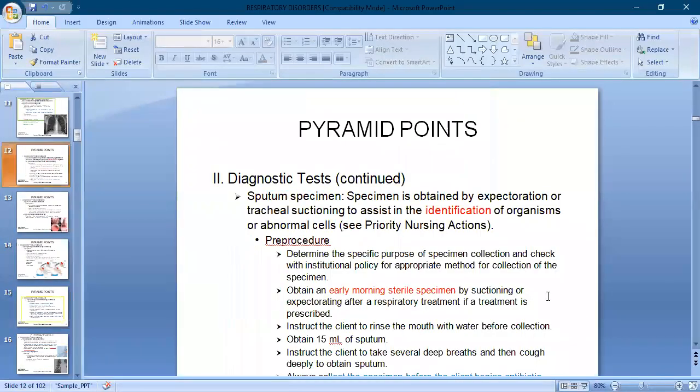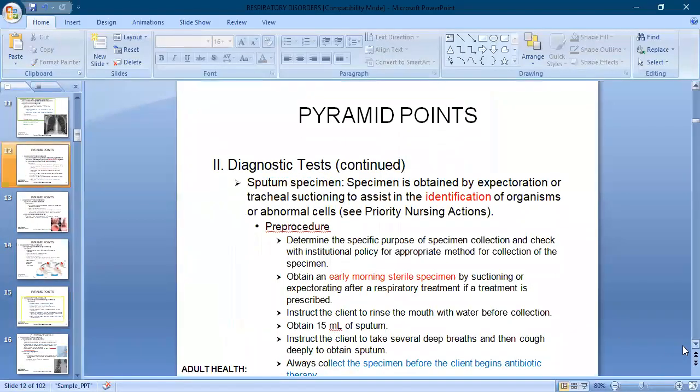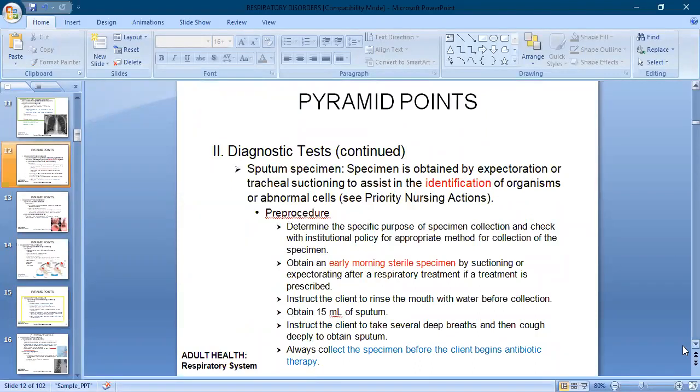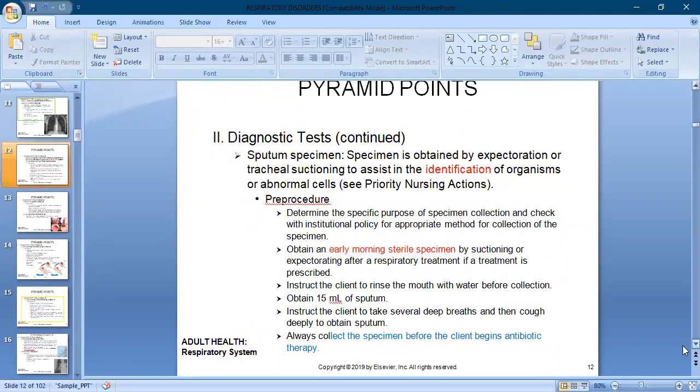Now, continuing with the other diagnostic tests. This is called sputum collection. Like a scenario: if a patient has TB, or tuberculosis, we know that TB can be diagnosed by the tuberculin test, but for the confirmatory test, we have to examine the sputum. If acid-fast bacilli are present, that is identification.